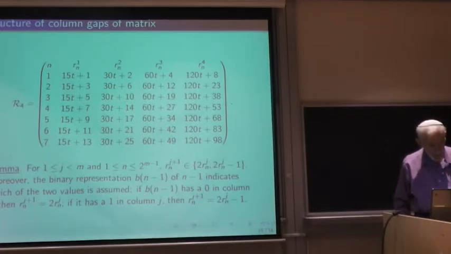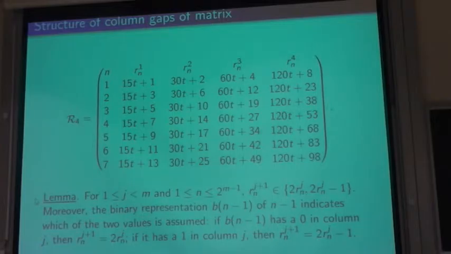Now let's look at the structure of the column gaps. We looked before at the structure of the row gaps. So look at the first row. You see there it says 1 and then 2, that's twice 1. And then 4 is twice 2. And 8 is twice 4. Now look at the second row. We have 3 and then 6, that's twice 3. And then 12 is twice 6. However, 23 is twice 12 minus 1.